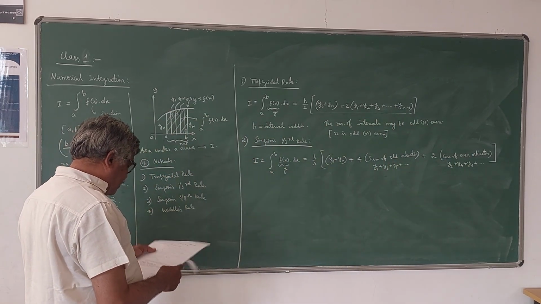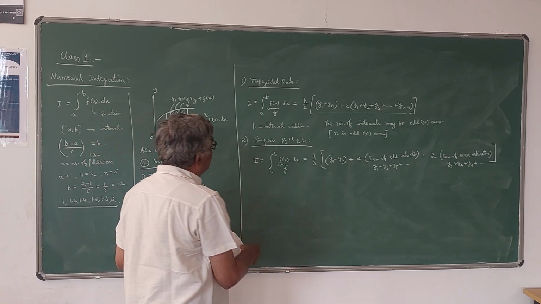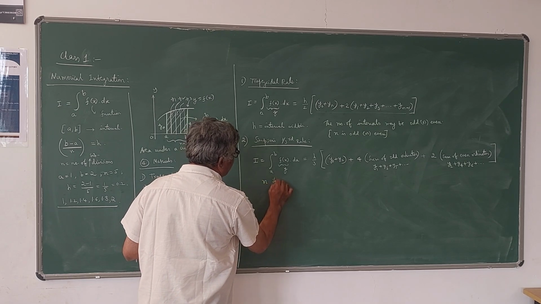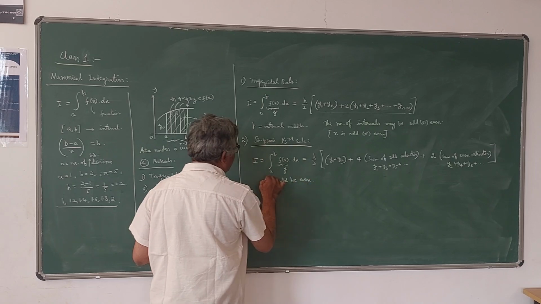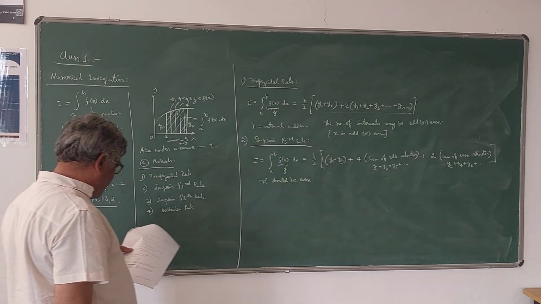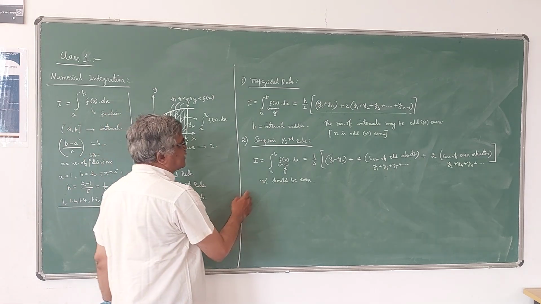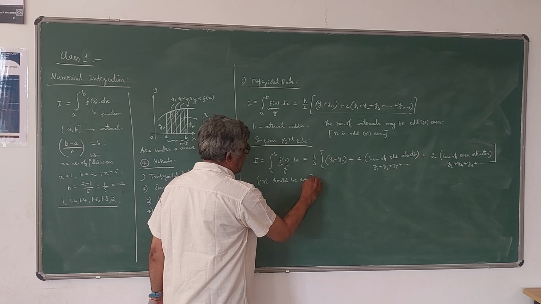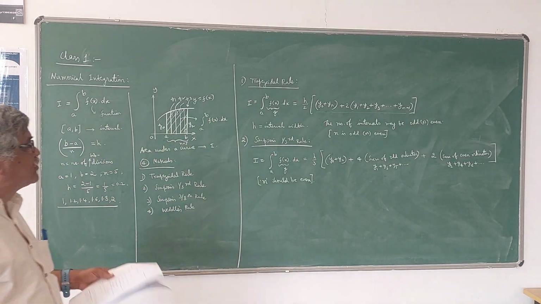So if you want to use Simpson's 1/3 rule, n should be even. The number of intervals should be even. That is it. Okay, this is the condition. So here it can be odd or even, whereas here n should be even when using Simpson's 1/3 rule.